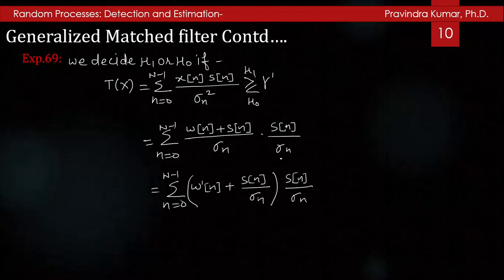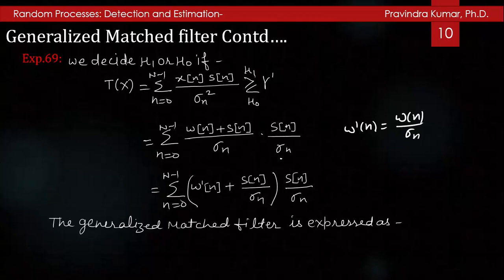You can also write it as summation n0 to n minus 1 of omega dash n plus s n by sigma n into s n by sigma n. Here omega dash n is equal to omega n by sigma n, where the noise samples have been equalized or pre-whitened.